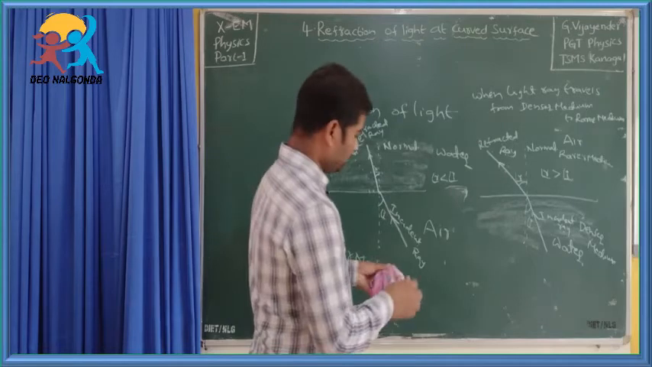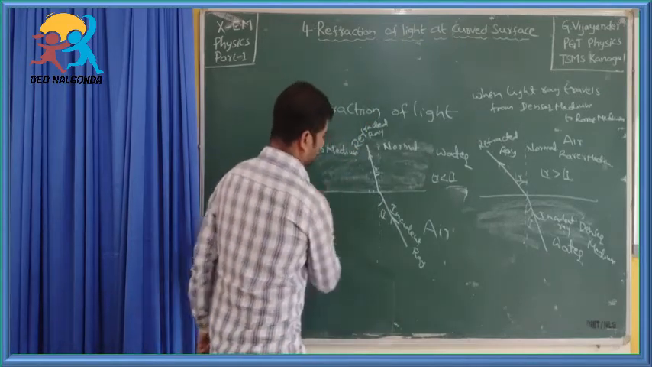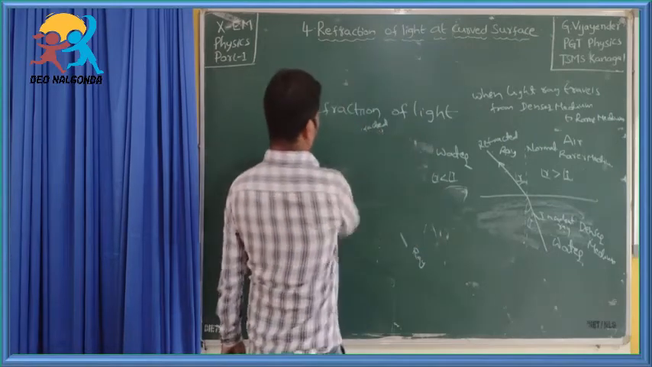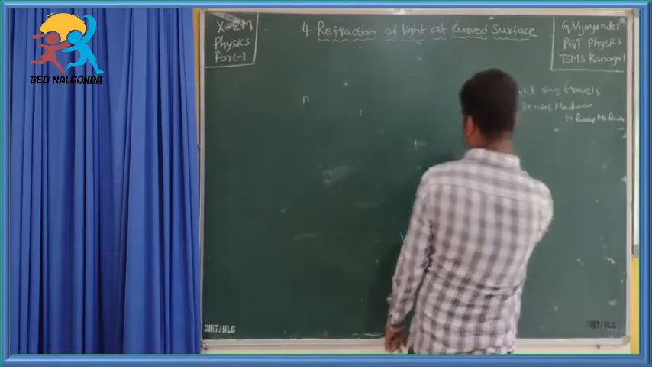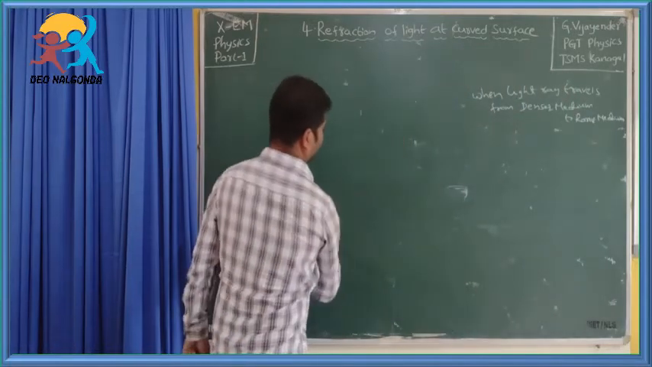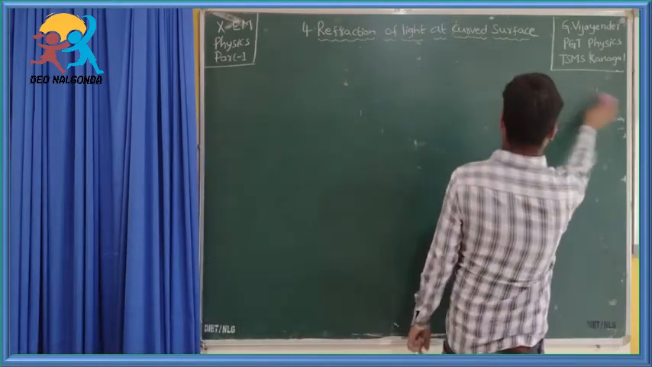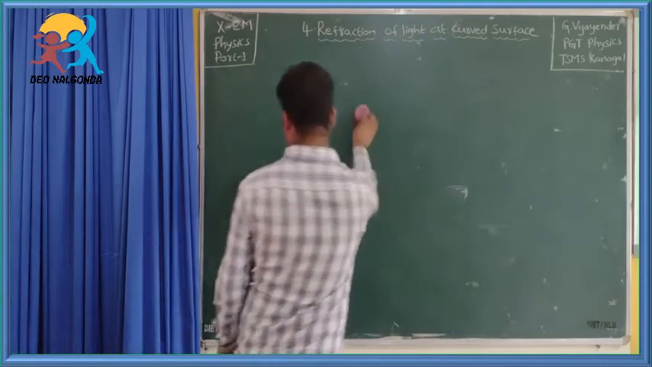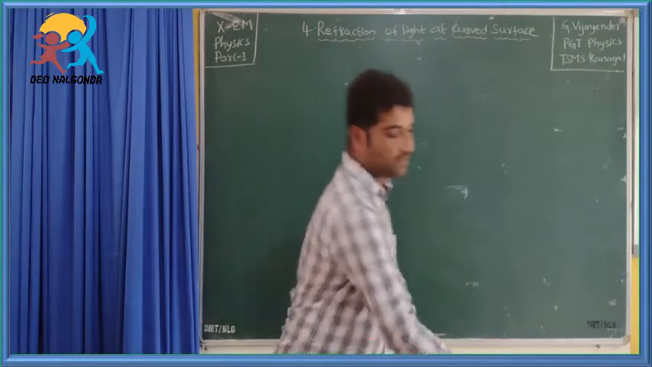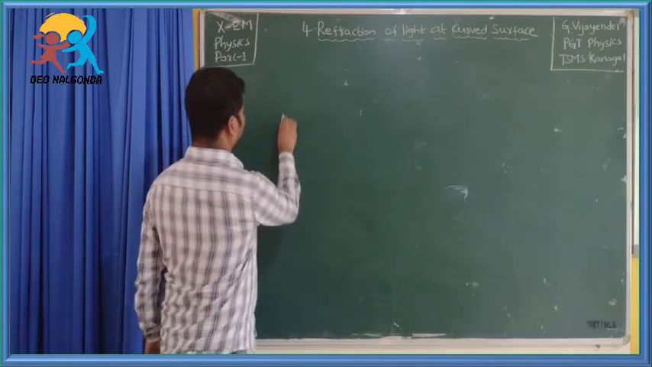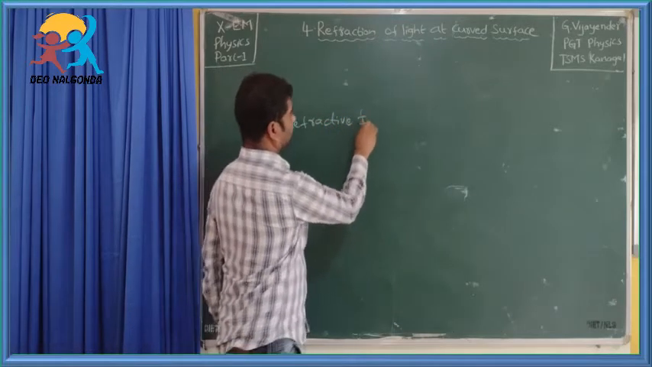Now, how does refraction of light at a curved surface take place? Why does the light ray change its direction when it travels from one medium to another? We have the refractive index.